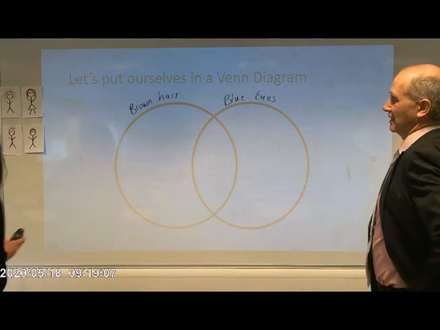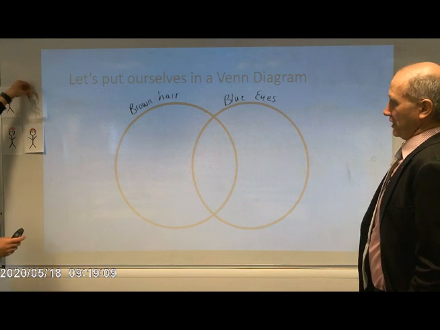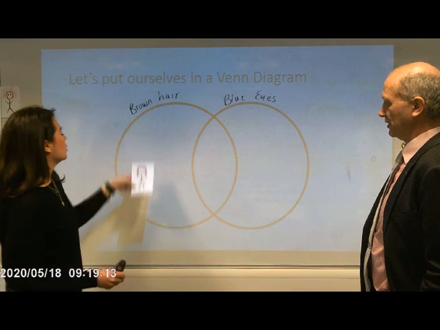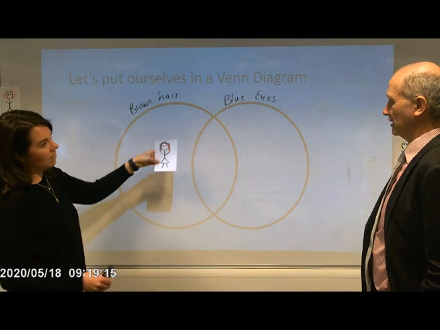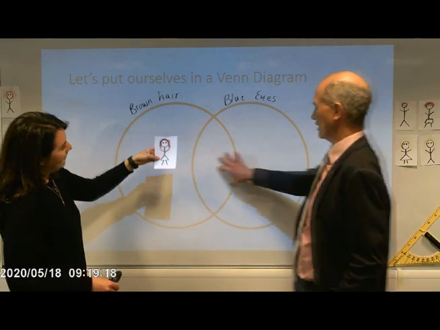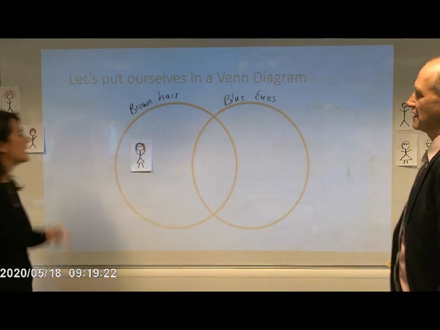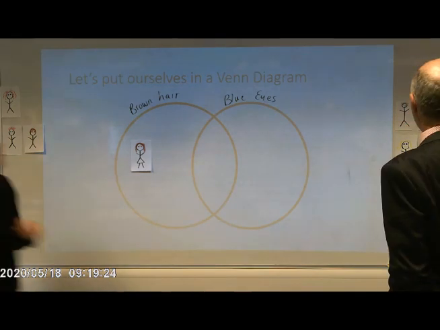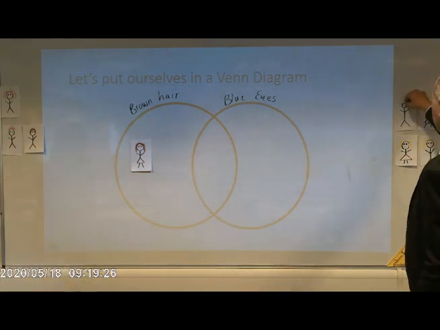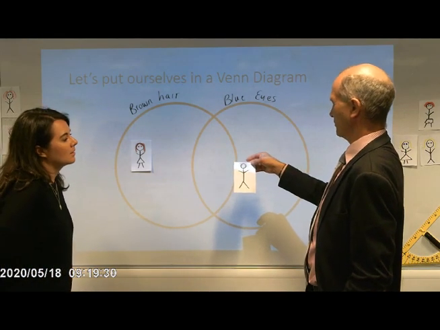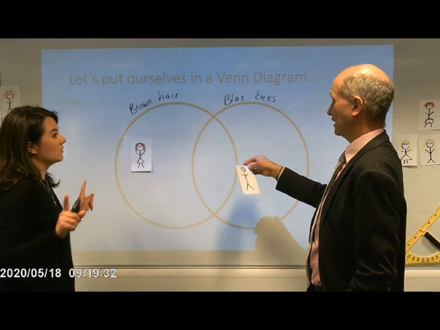Right, this is Lottie. Where does Lottie go? She has brown hair and brown eyes. She can't go in the blue eyes circle, so she just has to go there. She just has brown hair and her eyes don't matter. Who have you got on your side? I've got Jasper. Jasper has spiky brown hair and blue eyes. Oh, so he has both. He has to go in both circles.